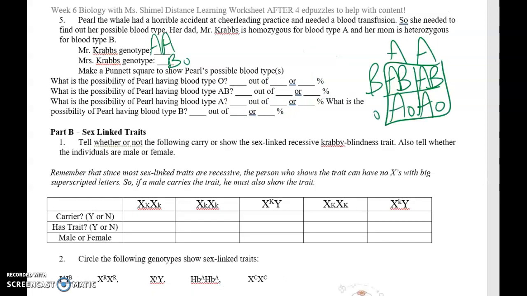For the next one, Mr. Krabs' genotype, since he's homozygous for A, is AA. Mrs. Krabs is BO since she's heterozygous. If they have offspring, they would end up with 2 out of 4, 2 out of 4. How many are O-type blood? 0. How many are AB? 2 out of 4, 50%. How many are blood type A? 2 out of 4, 50%. There's no chance of being blood type B.